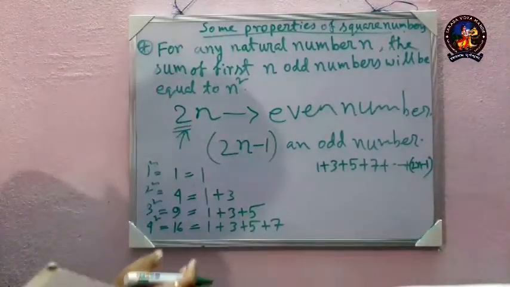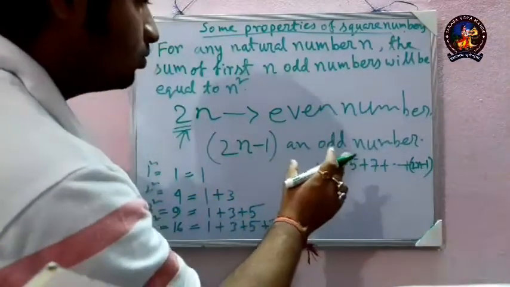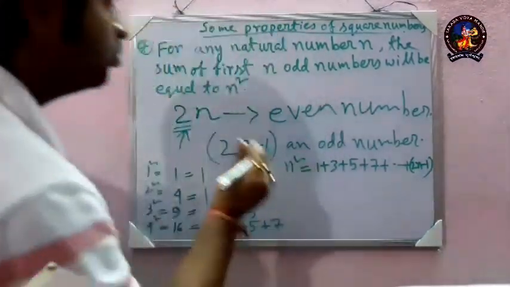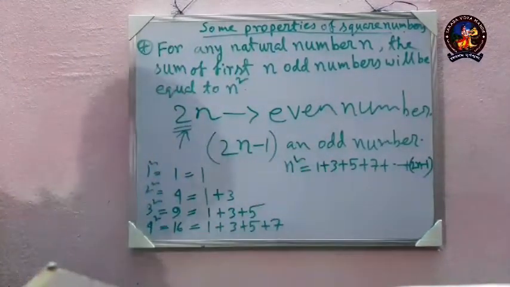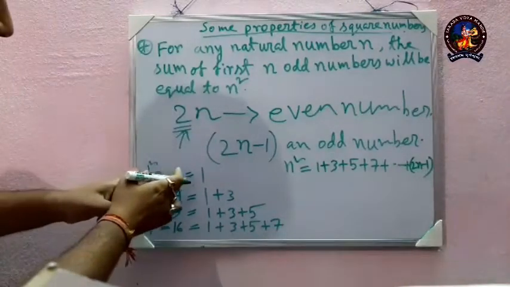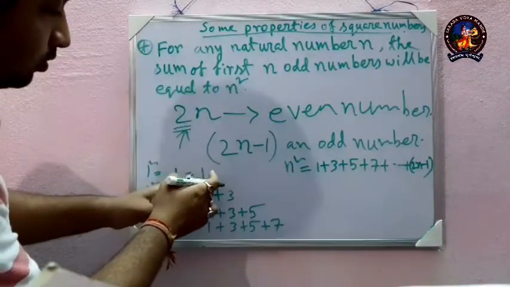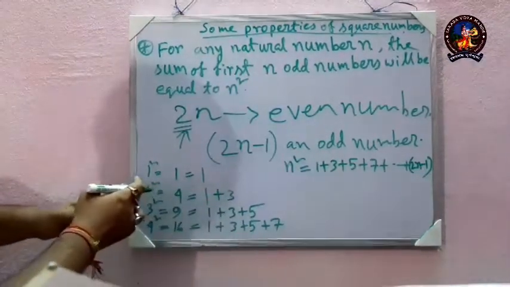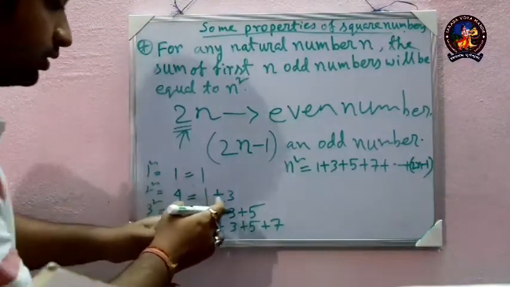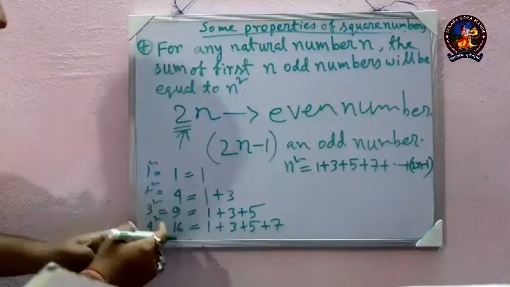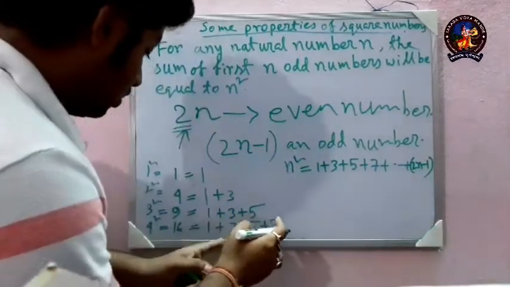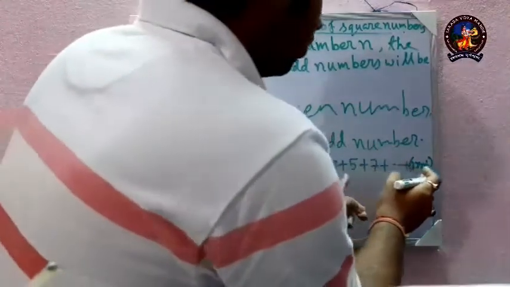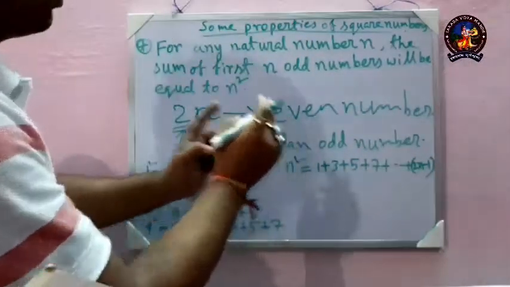This will be equal to n square according to the property. Here I can see the sum of the first odd number is 1 square. The sum of the first two odd numbers is 2 square. The sum of the first three odd numbers is 3 square. The sum of the first four odd numbers is 4 square. So the sum of the first n odd numbers will be n square.